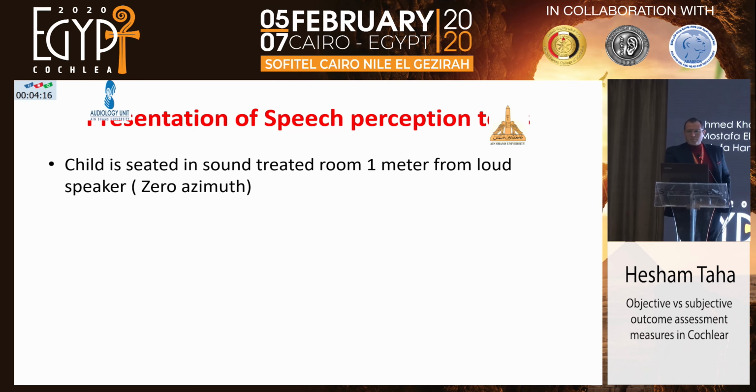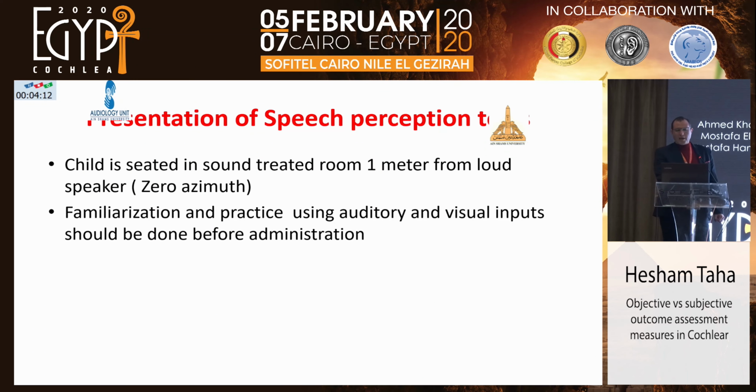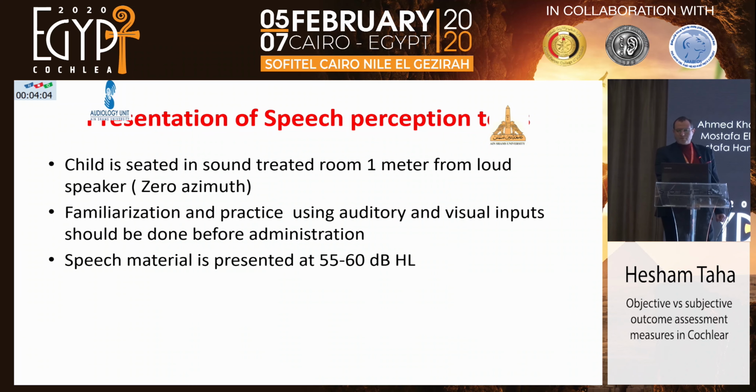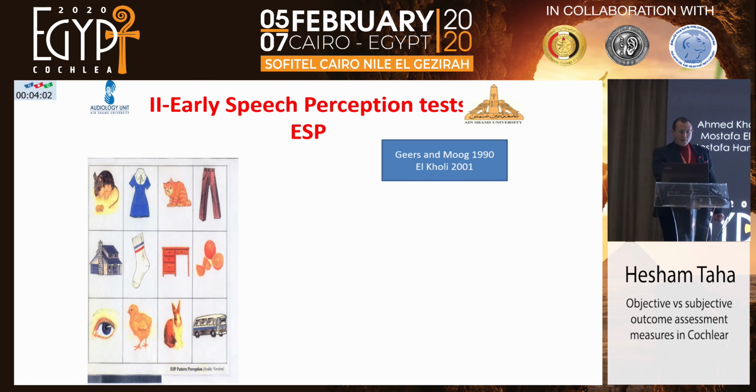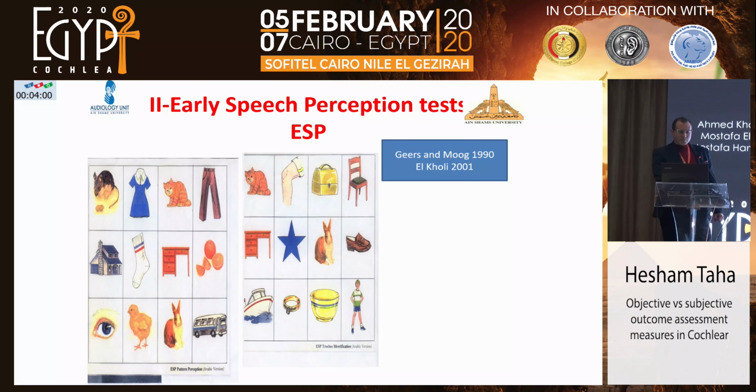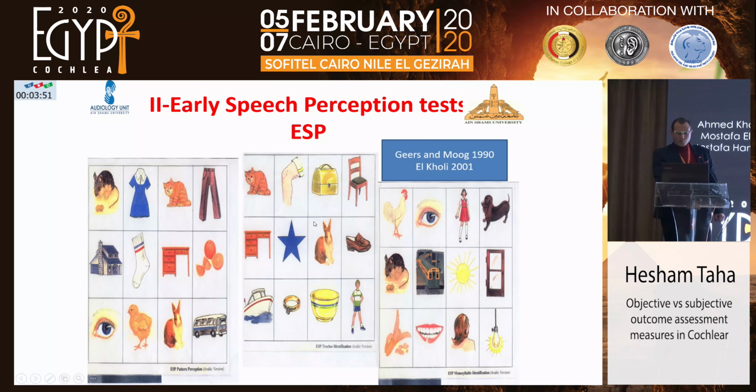The child must be seated in a sound-treated room 1 meter from the loudspeaker. We have to do familiarization and practice using auditory and visual inputs before administration. Speech material is presented 55 to 60 decibel. This is the early speech perception test. The first is the pattern perception test. The second is the trochee, and the final one is the monosyllabic words.